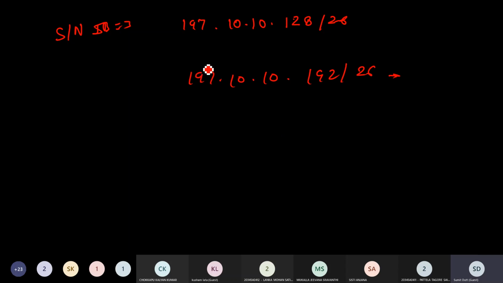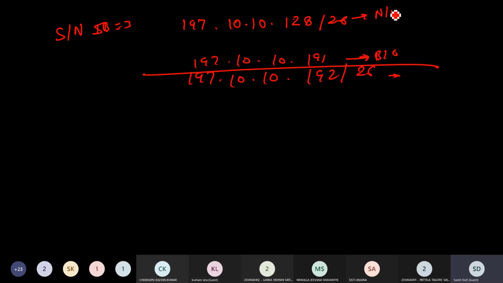So just before this IP address, it will be 197.10.10.191. So this is my broadcast ID of this subnetwork, and this is my network ID. And the first user will be .129, and the last user will be .190. And if you count, you will get 62 users here. Guys, am I clear with this technique of subnetting? Yes, sir.